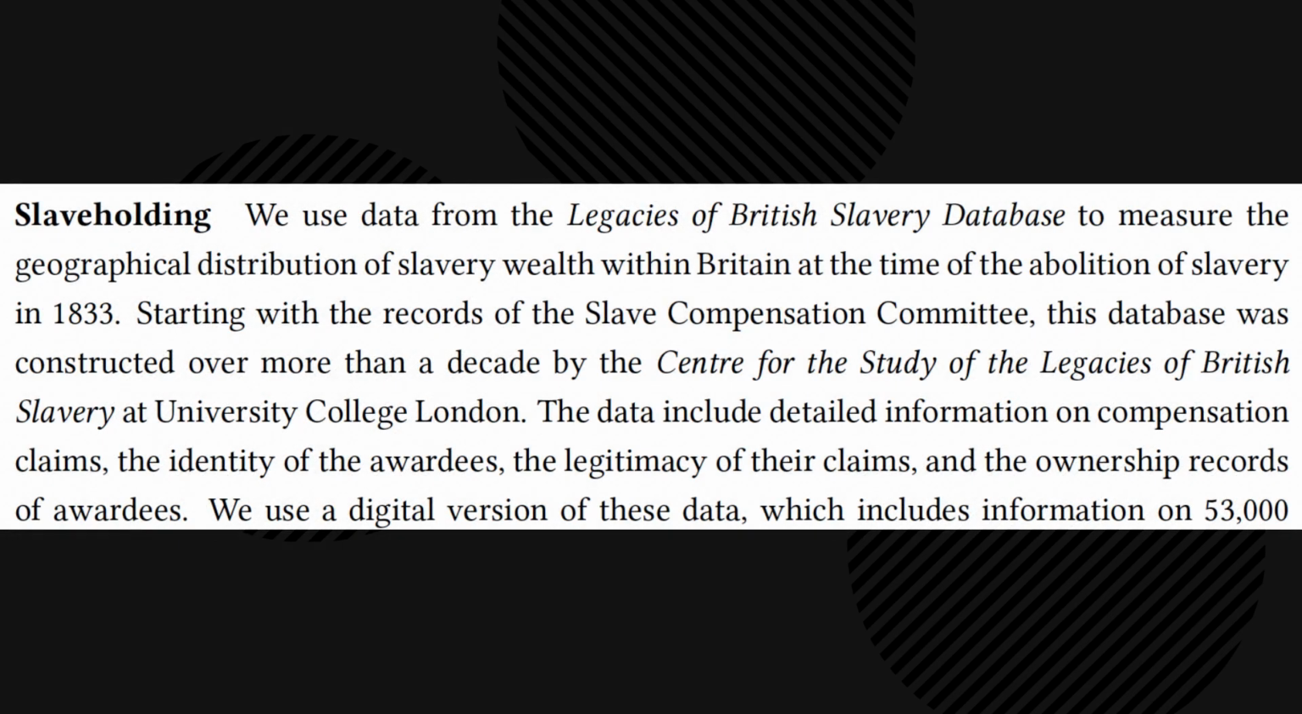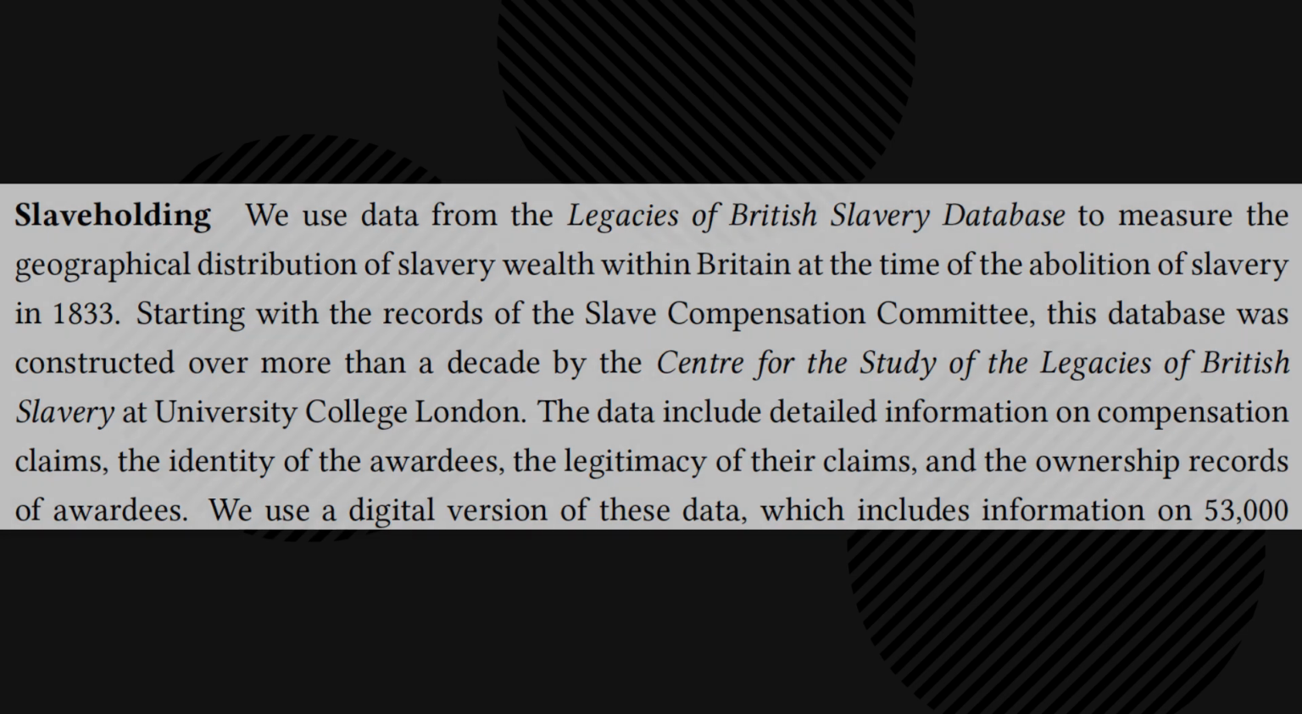They used 7 types of data in the study, and we'll cover the most relevant ones for our purposes now. First, they measured the prevalence of slave ownership in all of these different regions. To do this, they looked at the compensation claims made by slave owners when slavery was abolished in 1833. The former slave owners had to register their addresses and other information when they claimed compensation from the government for their lost slaves. The slavery compensation data is collated by the Centre for the Study of Legacies of British Slavery at the University College London.